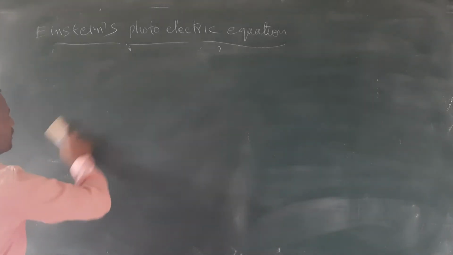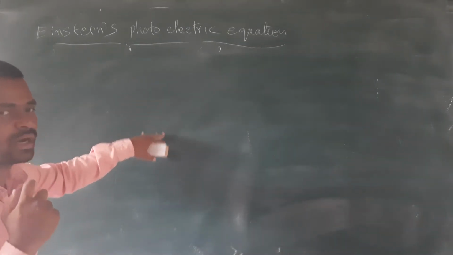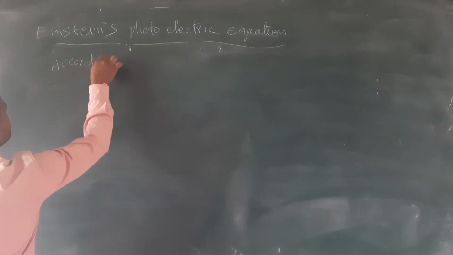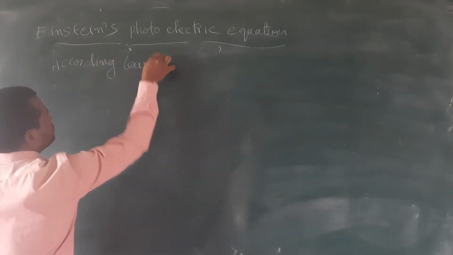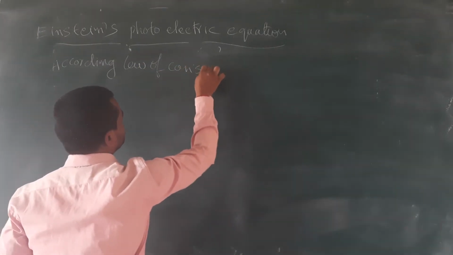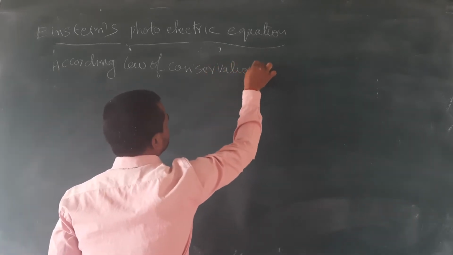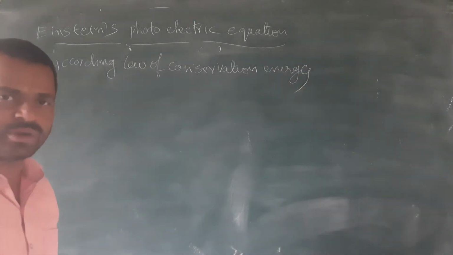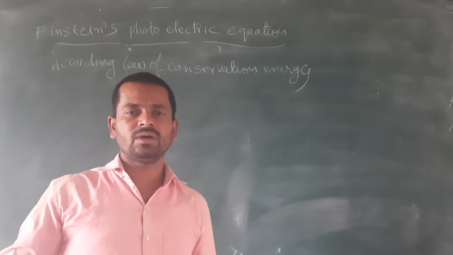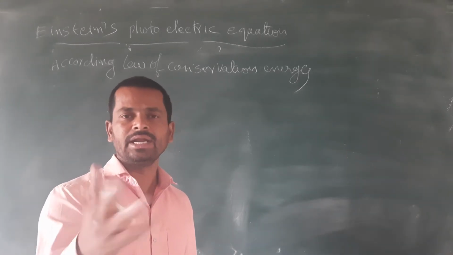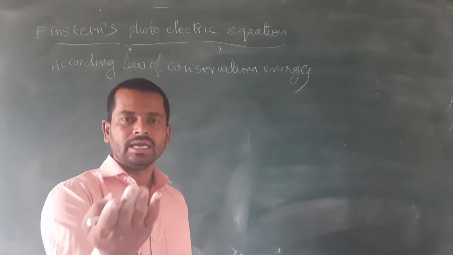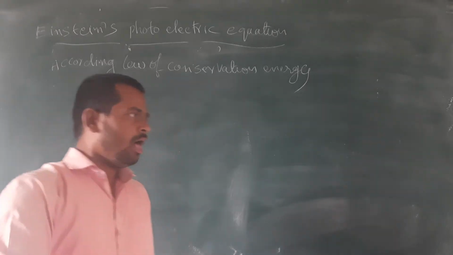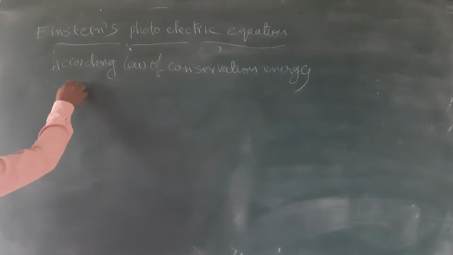Okay. Now see, after these two points, we must write this point. According to the law of conservation of energy, energy can neither be created nor destroyed. Whatever energy we apply to the metal surface cannot be destroyed. So it may be utilized in different forms. How many forms? In two forms.